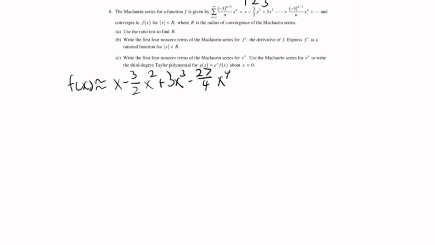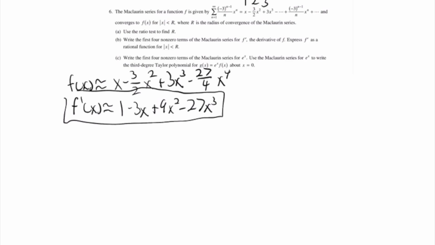So now that we have the first 4 terms of f, we have to find the first 4 non-zero terms of f prime. And this is simply find the derivative of each of the terms. Derivative of x is 1. Derivative of negative 3 halves x squared is negative 3x. And so on for the rest of them. There you have the first 4 non-zero terms of f prime.